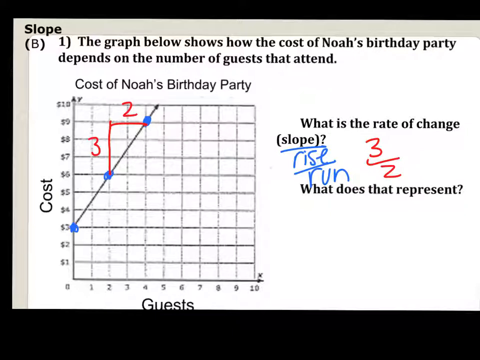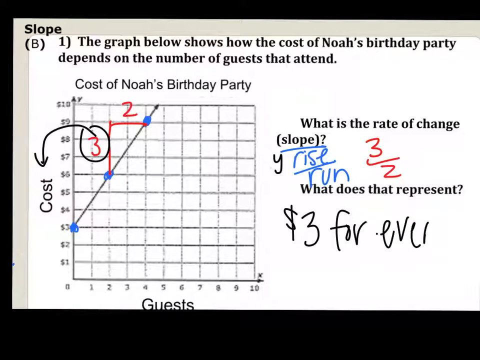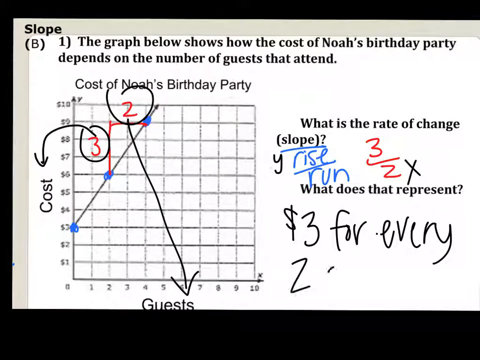What does that represent? Well, that's where the words come in, your labels, on your slope. So rise is your y-axis, up and down, y to the sky. So you're going to look at your y-axis for the label. That's cost, so $3. And then for every, and then we need to look at your x-axis, which is 2 guests. And very important that your order matches your slope. So 3 comes first and then 2. And make sure your labels match your y-axis as well as your x-axis.